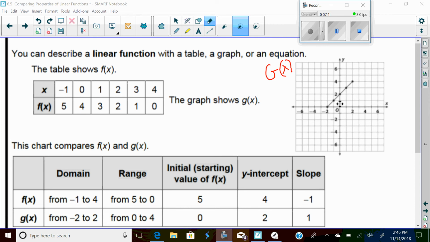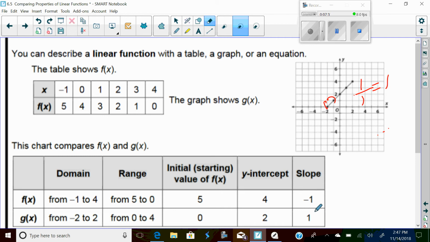And then the last thing I need to do is find my slope. My slope is going to be my rise over run. So when I do rise over run, I go up 1 and over 1. So that's going to be 1 over 1, which is equal to 1. So my slope is 1. All right, so that's g of x. Now we're going to do f of x.